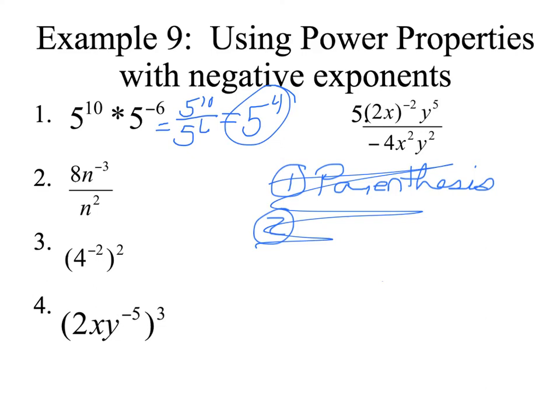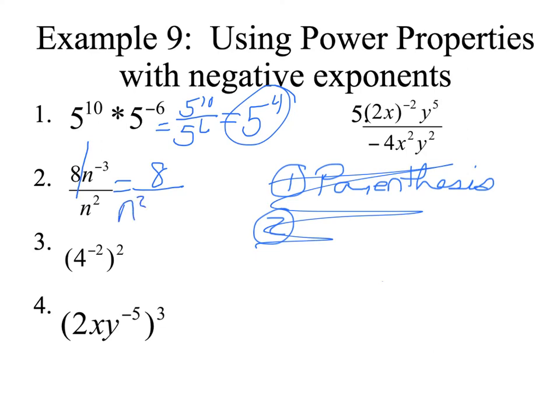Problem 2. I have 3 pieces. I have an 8, I have an n to the negative 3rd, and I have an n squared. No parentheses, so I'm going to start with my negative exponents. The 8 does not have a negative exponent, so the 8 stays on the top of the fraction.